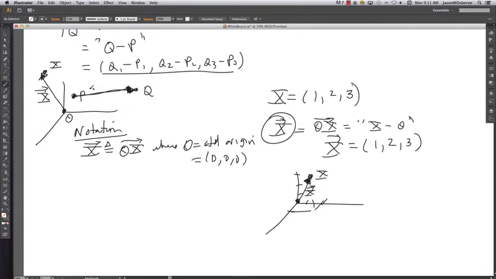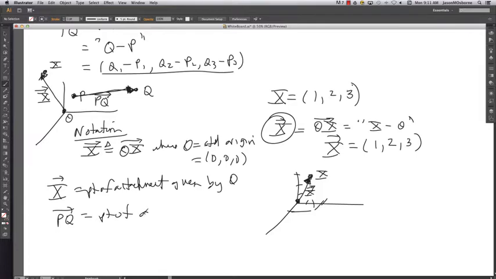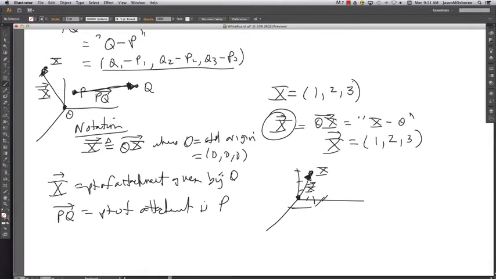But we can see that we can define vectors that start at other points. So in this case, the vector P to Q starts at the point P and ends at the point Q. So it's important to just keep track of where this point of attachment is. So X vector has point of attachment given by the standard origin. But the vector P to Q, its point of attachment is the point P. Okay, so interesting.